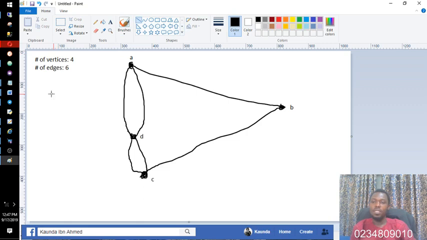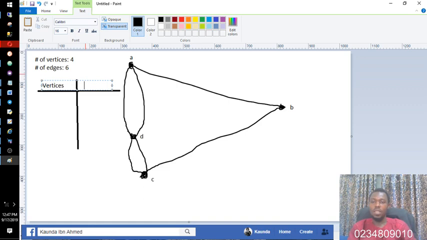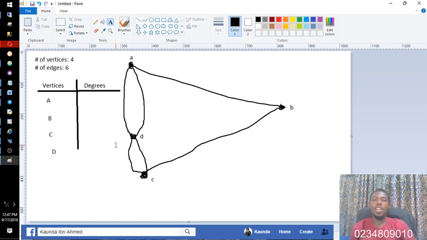And then the degrees. I'm going this way, and then here will be the vertices, and then here will be the degrees. So this is A, B, C, and then D. And what is the degree, the number of lines that connect A? A is 3. The number of lines that connect B? B is 4. Take note, this is 1, this is 2, this is 3, and then this is 4. So that is 4. At C is 3, and then at D is 2.